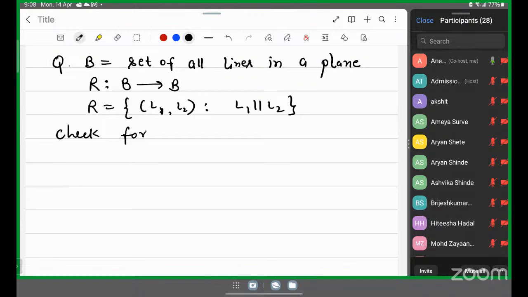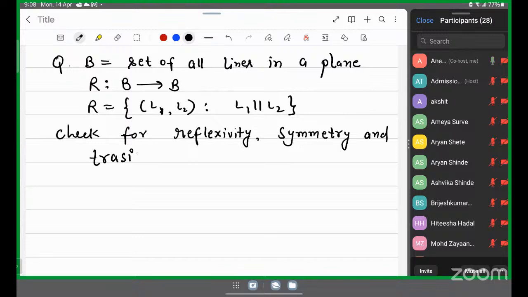Check for reflexivity, symmetry, and transitivity. How will you solve it?